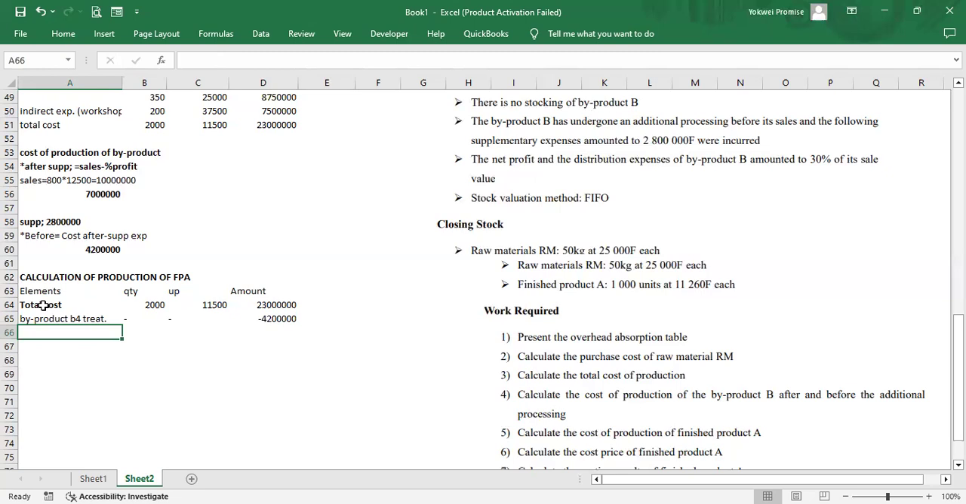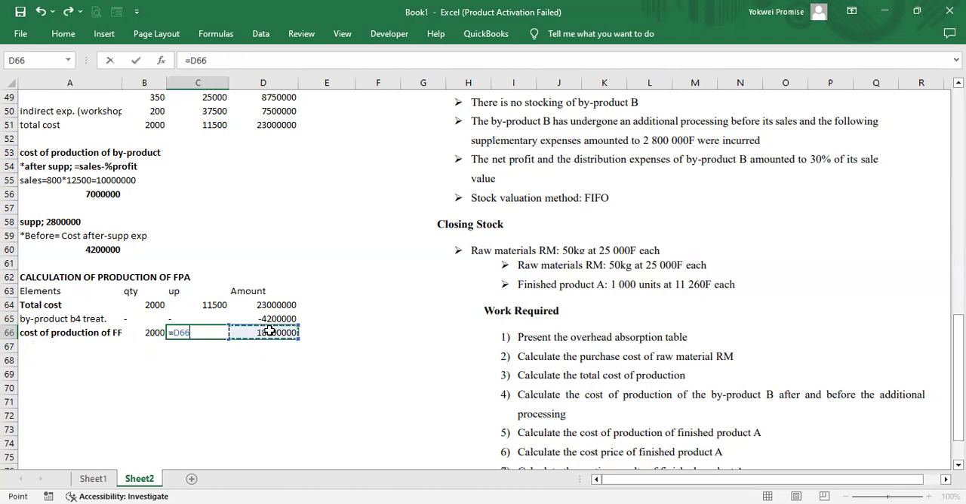So the cost of production of finished product A, let me use caps. Finished product A will be equal to, you total this, I can just use auto sum, all equal to, I'm having, is it 18,800,000? So the unit here will still remain our 2,000 units, right? Yes, sir. Yes, we'll calculate the unit price.